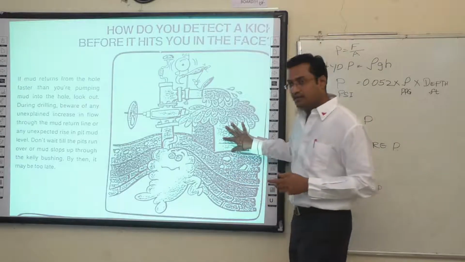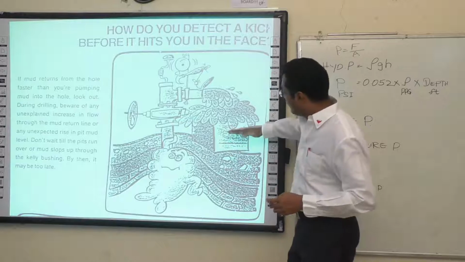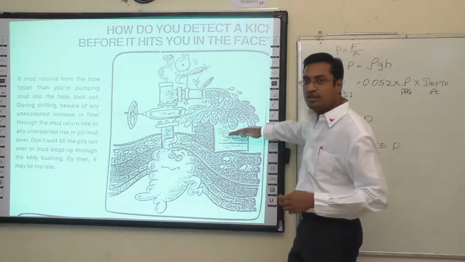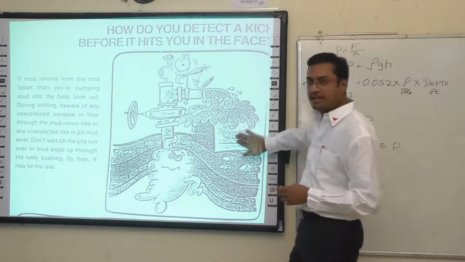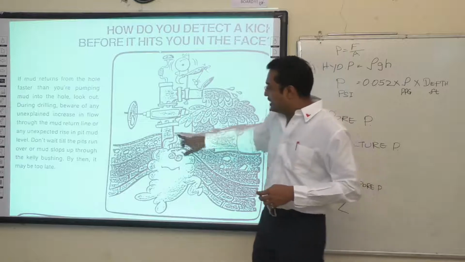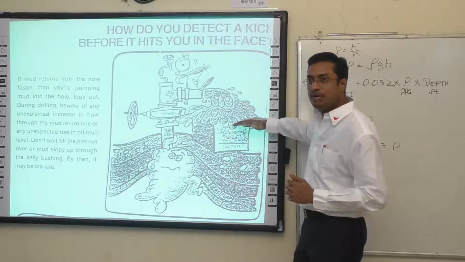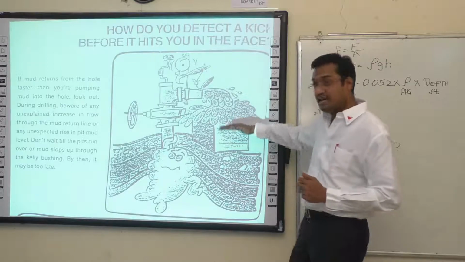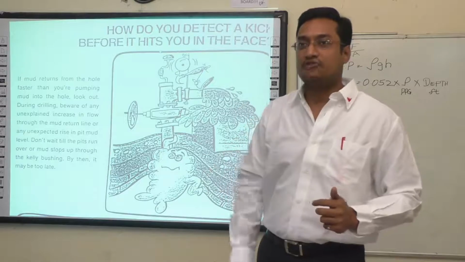Then, pit level. You use a pit for drilling fluid. It is a closed system. The level remains constant when you are drilling. You pump 250 gallons per minute and you are getting returns of 250 gallons per minute. So the pit level is the same. If the flow rate meter is not working, the pit level meter will give an indication that the pit level has increased or it is continuously increasing. That is the indication of a kick.